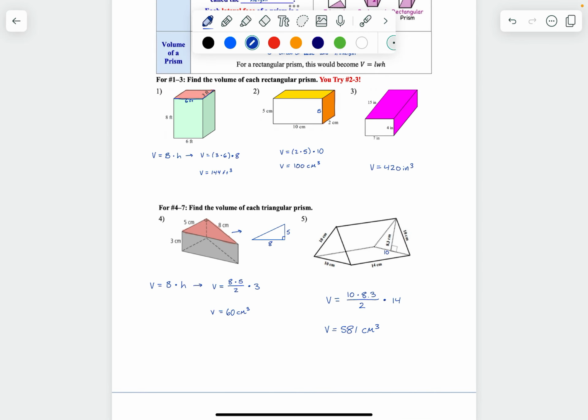And that's all the prisms that we are going to look at. Again, they all use the same formula. Volume is equal to base, area of the base times the height. Okay, moving on.